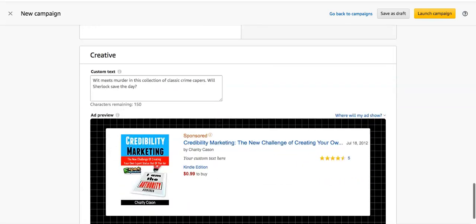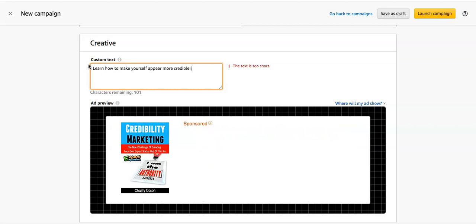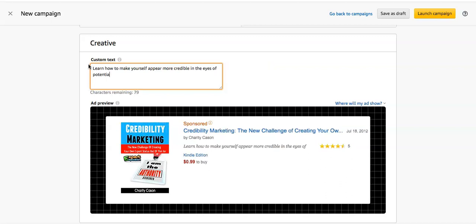And then you're going to come down here and it's going to show you what your creative is going to look like. And this is where you're going to type in your custom text. So you can put in, learn how to make yourself appear more credible in the eyes of potential clients by writing your own book. And you can fill up that whole space. Make sure whatever you put there is something that's going to get everybody excited. Like what is going to get people excited to click and read your book when they're looking at all these other hundreds of books that are on the same page.